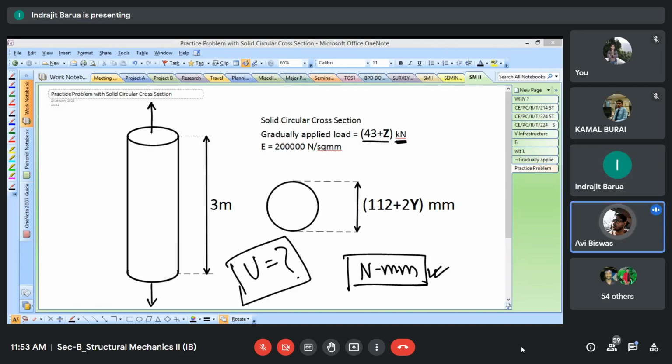Sir, are we giving strain energy per unit volume or just strain energy? Just strain energy. Okay, sir. U is the representation where we use it for the whole strain energy.